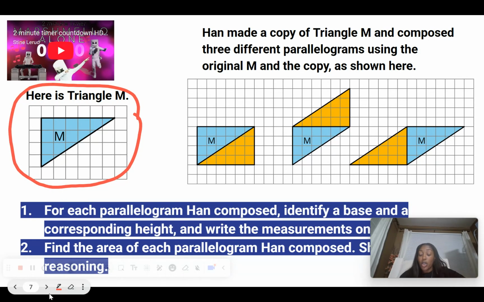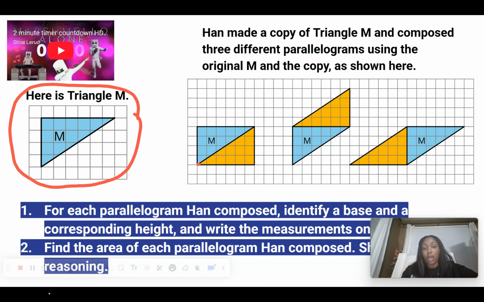All right, so hopefully you had an opportunity to go through each one of these and find the base and the height. So when I look at this first parallelogram, I notice that I can make this my base, and then this would be my height. So then the base would be 1, 2, 3, 4, 5, 6. So my base would be 6, and my height would be 4. And so for this parallelogram, I know the area would be 6 times 4, which is 24.